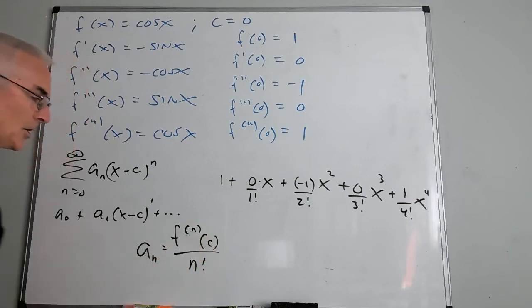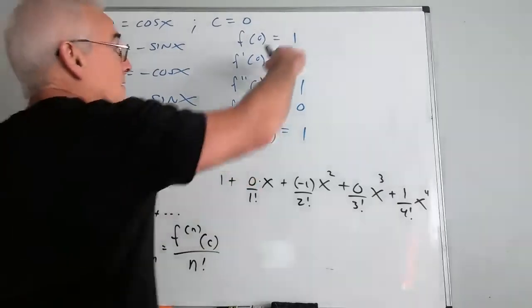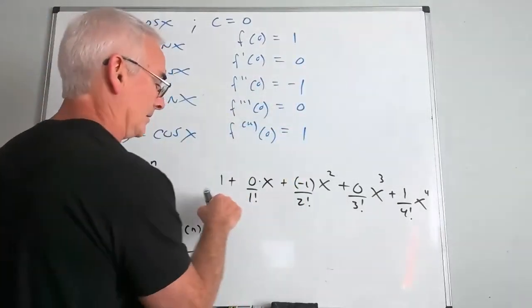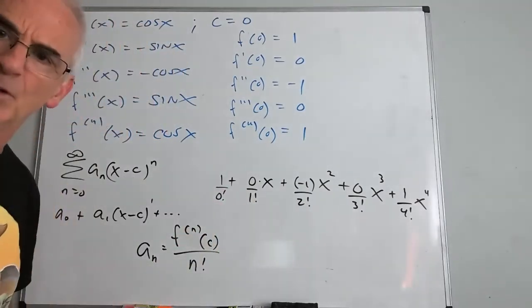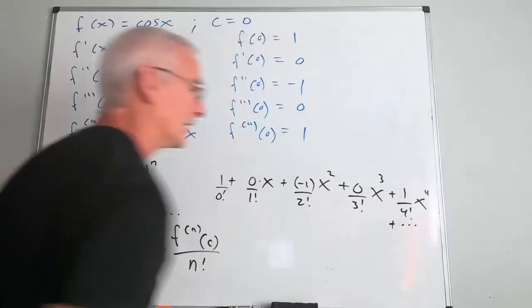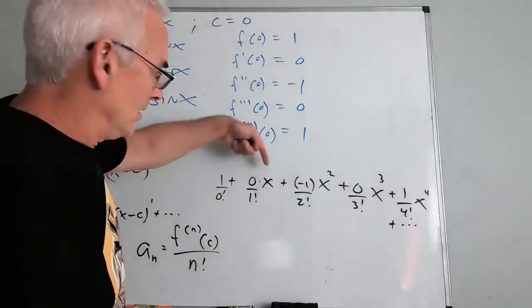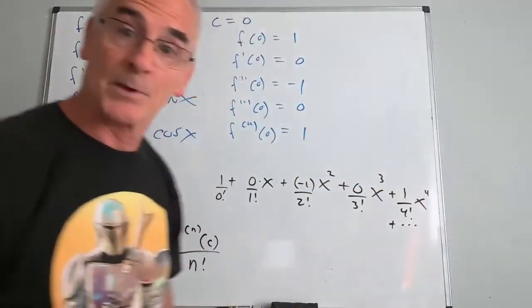My c is 0, and all of my derivatives are either going to be 0, 1, or -1. So based on this pattern right here, and by the way, if you want, put 0 factorial. There's nothing wrong with that. That's still 1. This is going to be what cosine looks like. Do you notice anything about the odd degree terms? Anybody?